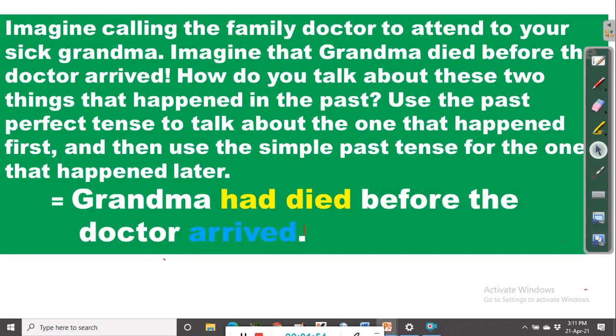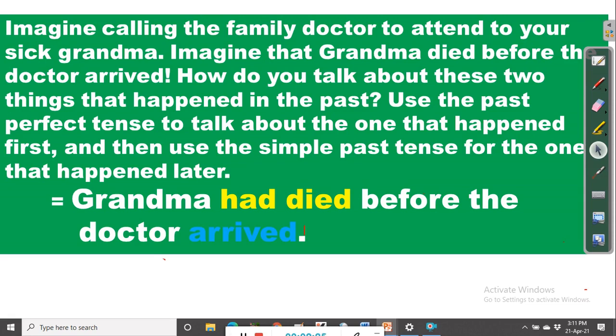All right? Now, imagine calling the family doctor to attend to your sick grandmother. Imagine that grandma died before the doctor arrived. How do you talk about these two things that happened in the past? Well, you need to use the past perfect tense to talk about the one that happened first, and then use the simple past tense to talk about the one that happened later.